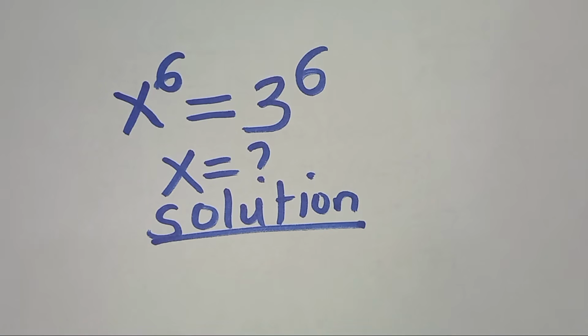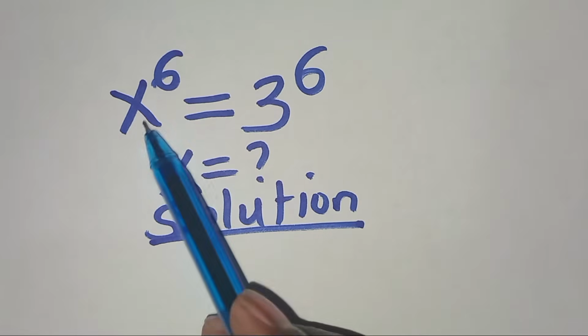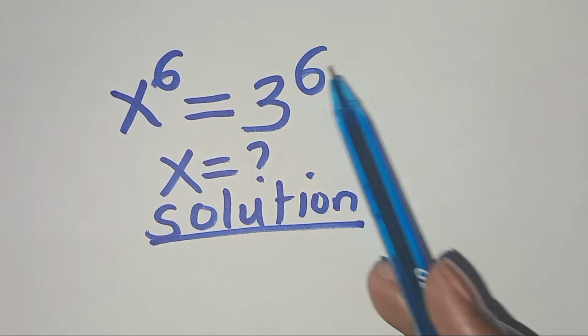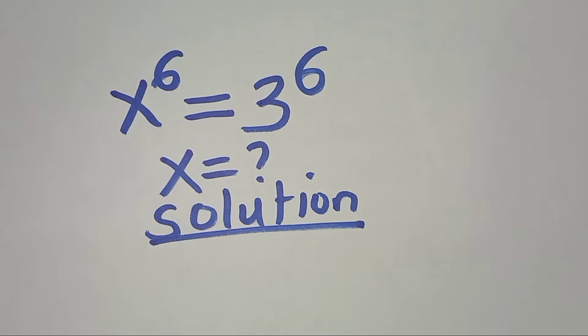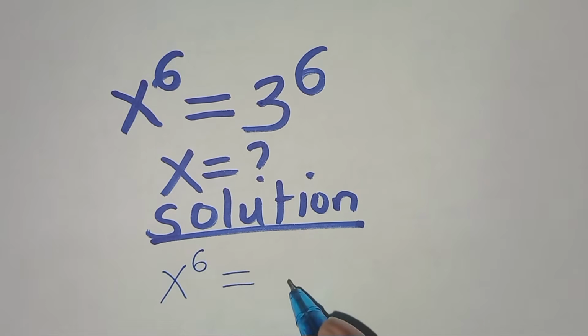Hello everyone, you're welcome to provide a solution given this nice exponential equation, which is x to the power 6 equal to 3 to the power 6. So what are the values of x? Now we have x to the power 6 equal to 3 to the power 6.